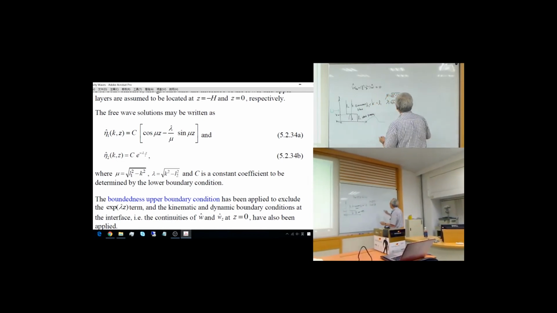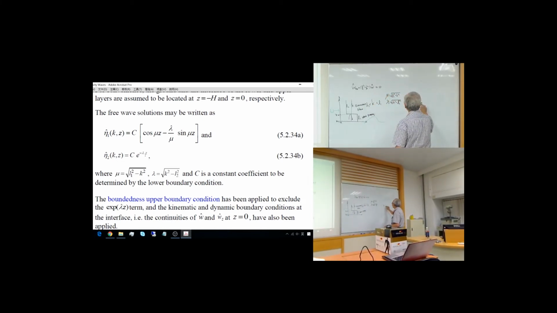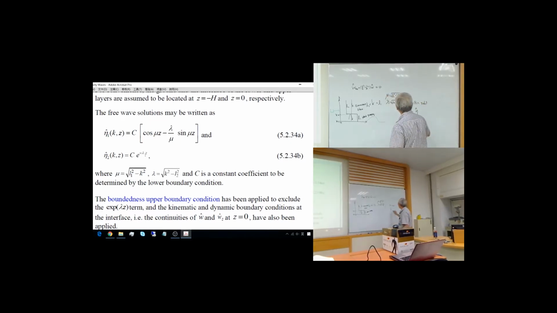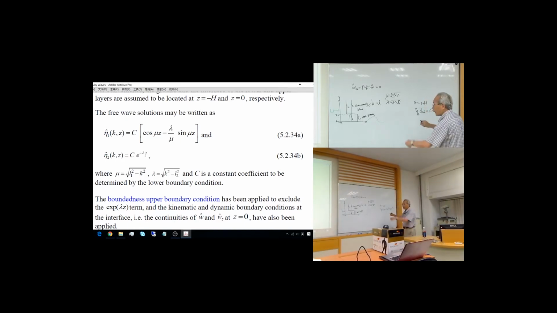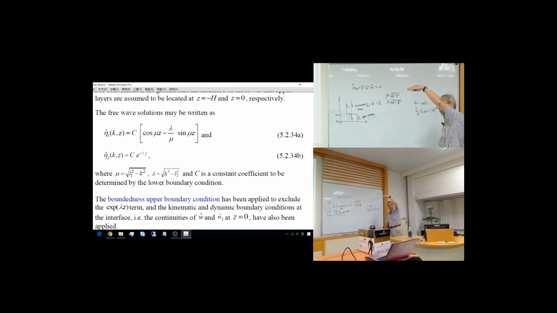So for 5.2.34b, we have eta hat of layer 2 of kg equals C e to the minus lambda g plus D e to the lambda g. Because of boundedness, this one has amplitude that increases exponentially with height, which is unphysical. So this is because of the upper boundary condition, which we call the upper boundedness condition.